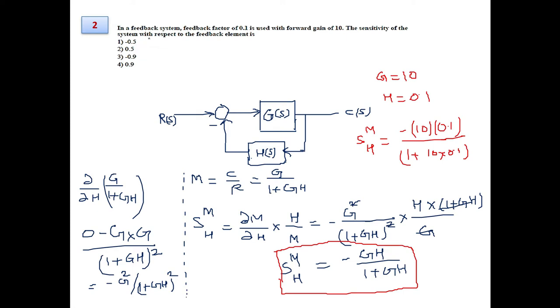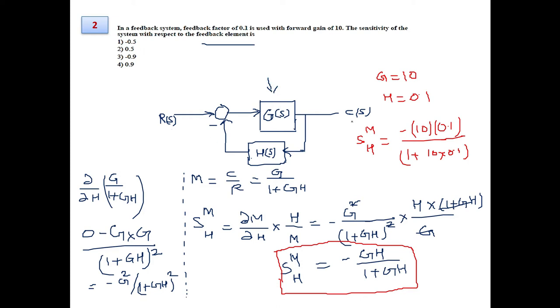Question number 2 is a feedback system is given and feedback factor is given as 0.1 with the forward gain of 10. The sensitivity of the system is to be obtained with respect to the feedback element. Now in this given example, we have considered this standard canonical form of a control system and consider that this is your forward gain and this is your feedback gain.